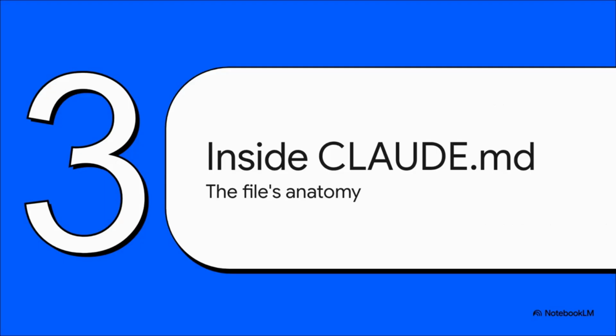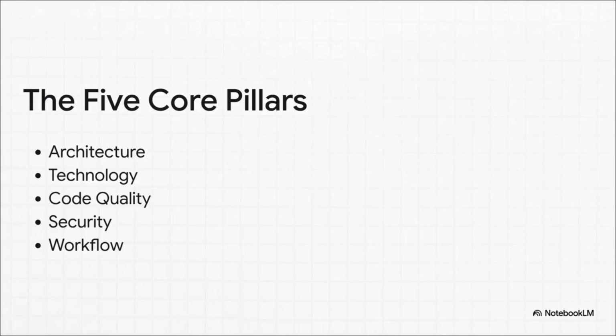Let's dive into Section 3, inside the CLAUDE.md file. What does the anatomy of this thing actually look like? A solid constitution usually covers these 5 core pillars. You have architecture principles, which dictate structural rules like how your services communicate. You have technology constraints, which are crucial. They lock in your choices so the AI doesn't conveniently decide to use SQLite when your standard is strictly PostgreSQL.